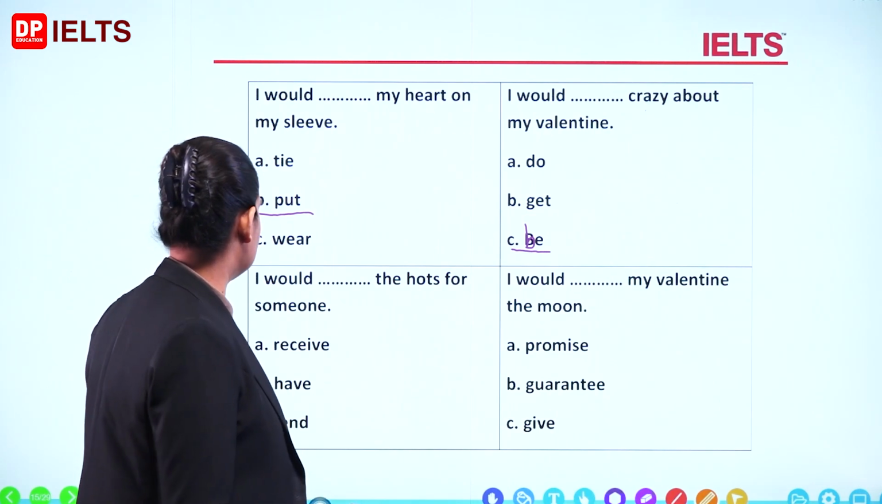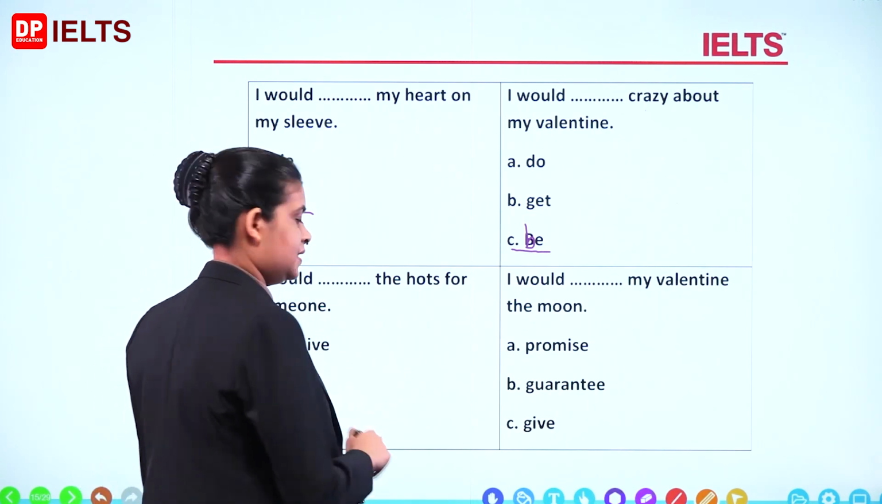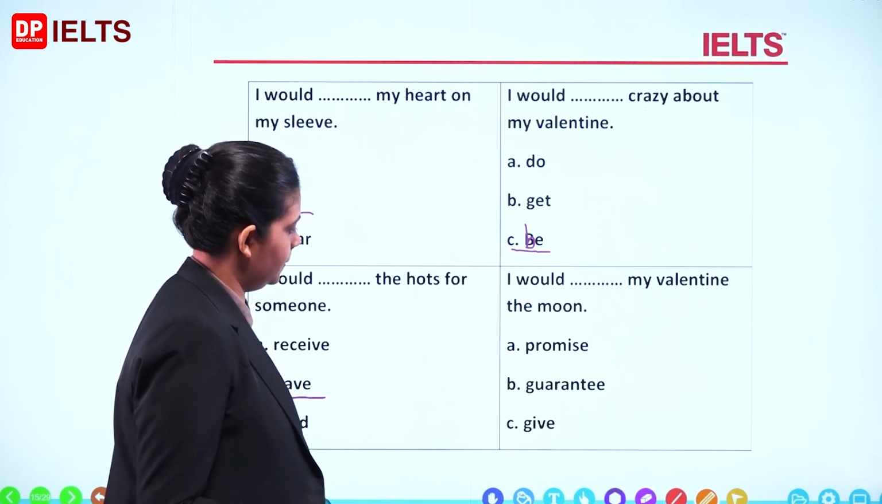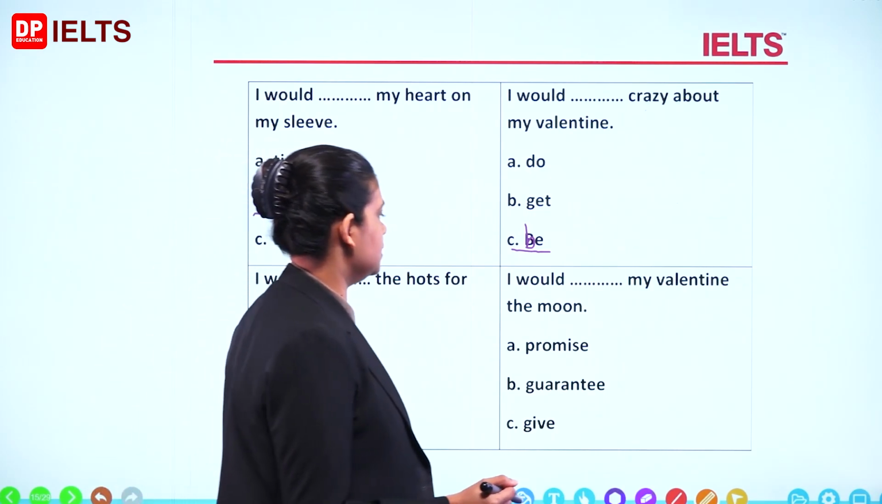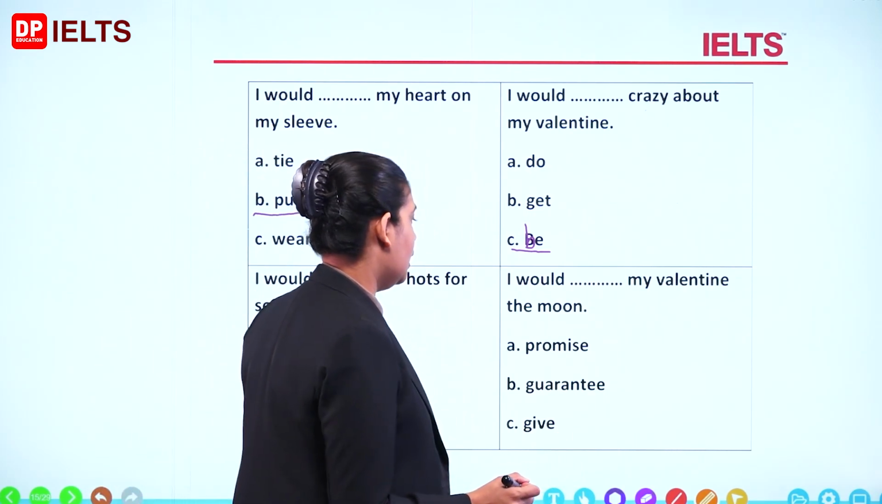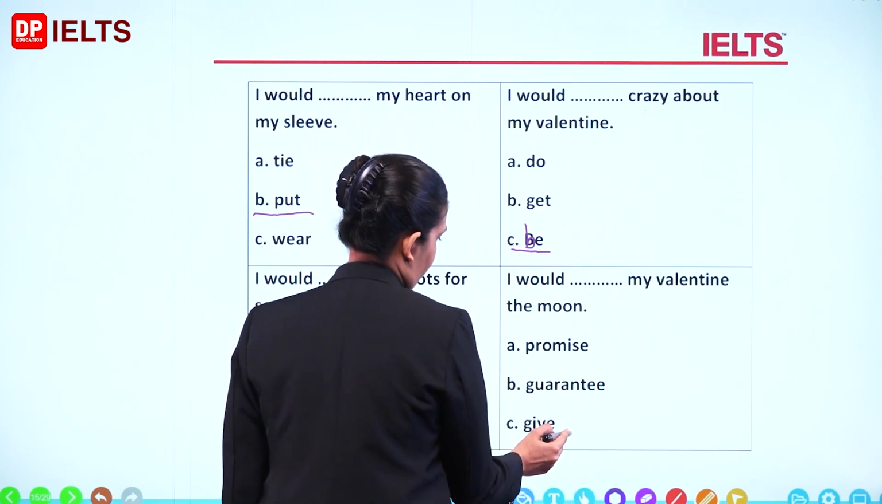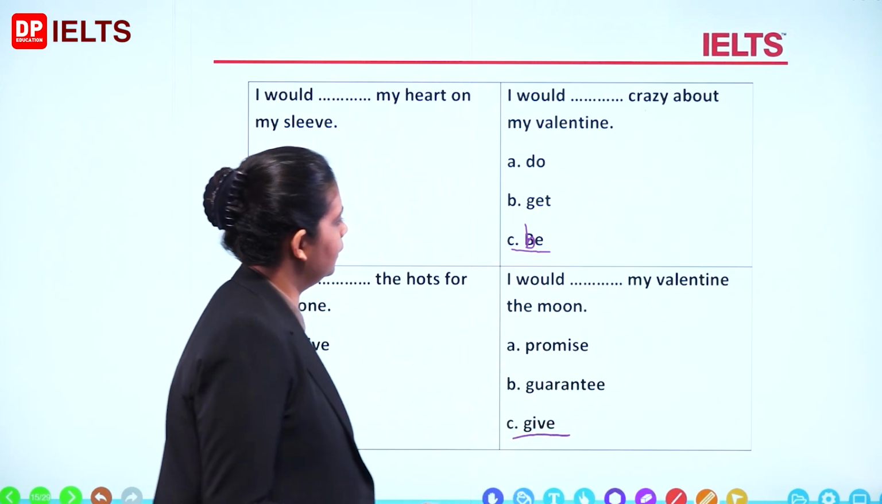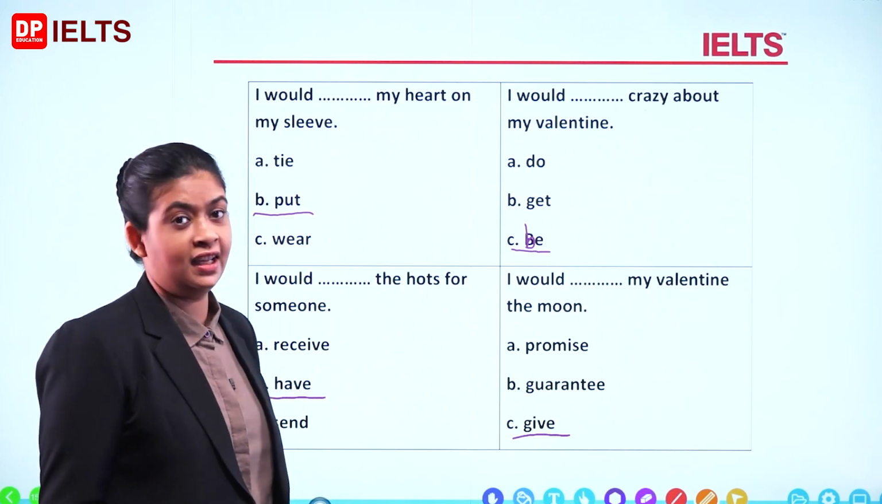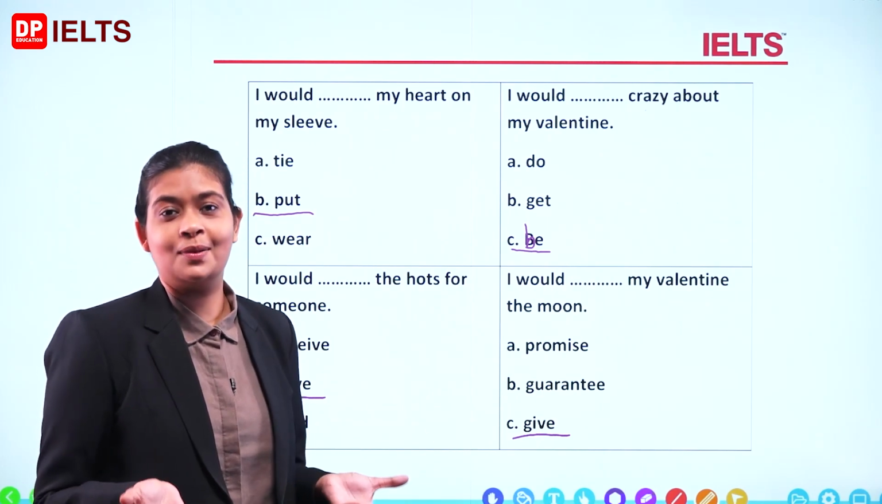I would have the hots for someone. Like a little crush, okay? I would give my Valentine the moon. Okay. ඒ කියන්නේ ඉර හඳ වුණත් ගෙනත් දෙනවා කියන්නේ අන්න something like that.